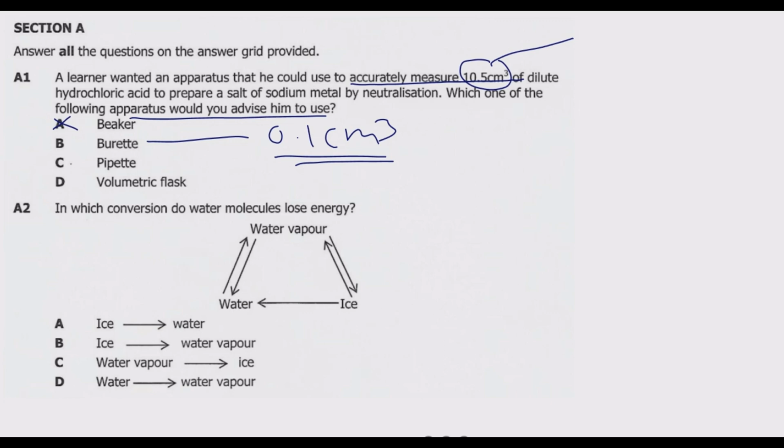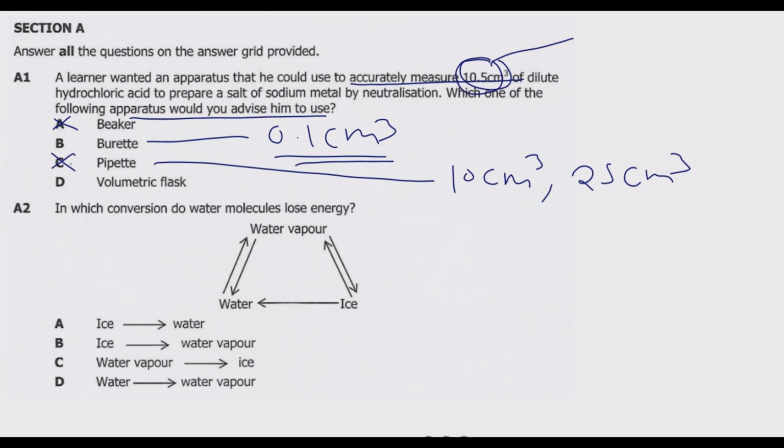C, pipette. Okay, so the pipette is also used to transfer the measured volume of liquid, and these ones are 10 centimeter cubic and 25 centimeter cubic. These are the fixed ones that are normally used. These are the common ones. So if you look at 10.5, this one would not be ideal. Volumetric flask is also used to measure a fixed amount of volume, but in this case this is not fixed, 10.5, so this one is also not correct. So B is the correct answer on A.